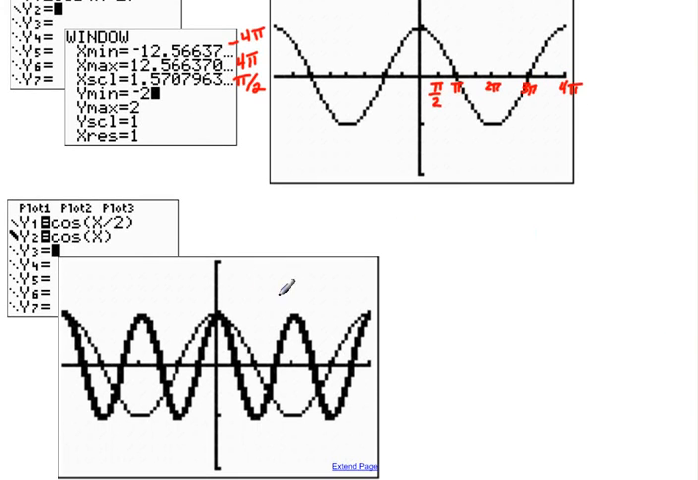And then I also illustrated the cosine of x over 2 on top of cosine x. So cosine x is in bold. So here's cosine of x, and here is our cosine of x over 2. So you can see that it completes only half of a cycle by the time cosine of x completes one full cycle. Okay, because there's 0, and here is 2 pi, and here is 4 pi.